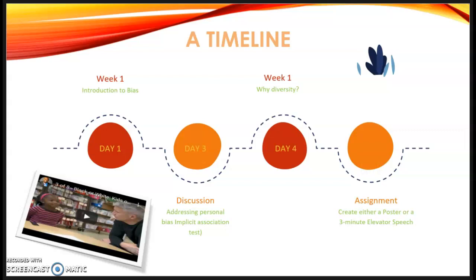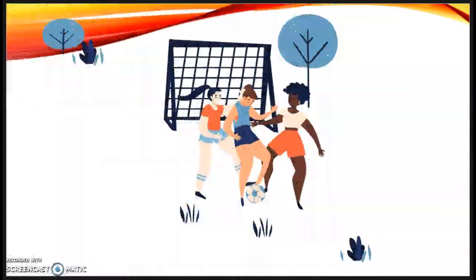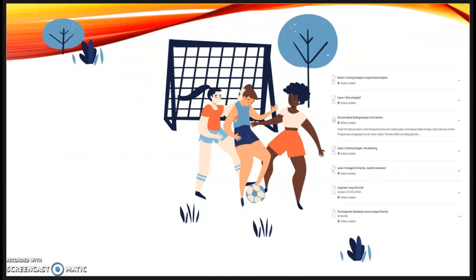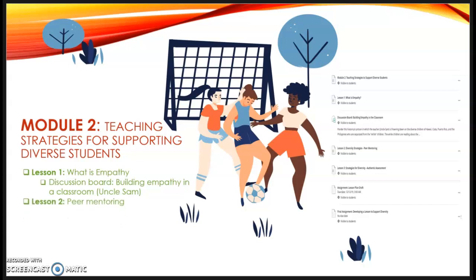As we continue through the mini course, we will be engaging in week number 2, which is support of diversity. Module number 2 is teaching strategies for supporting diverse students. Lesson 1, what is empathy? We'll have a discussion board, building empathy in the classroom, with a picture of Uncle Sam, which is awesome because you'll be able to use your own imagination in regards to the photo.